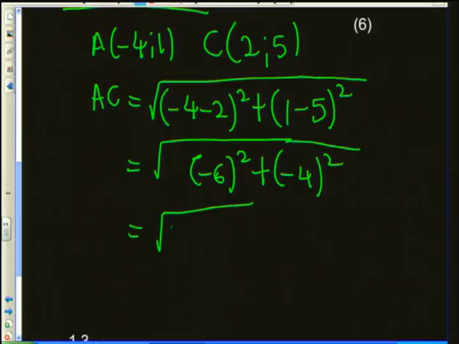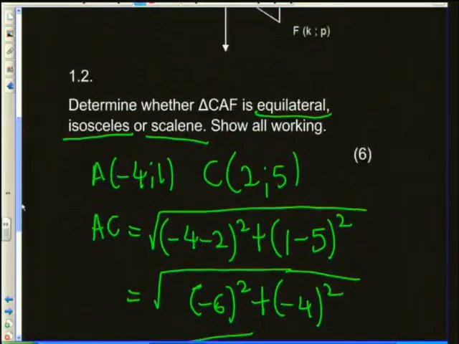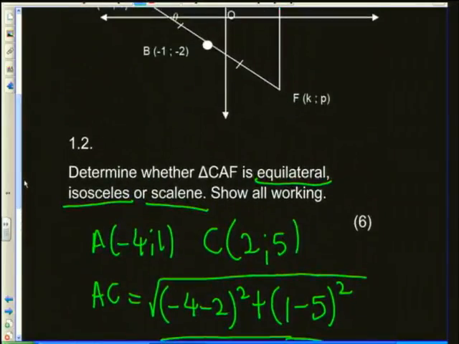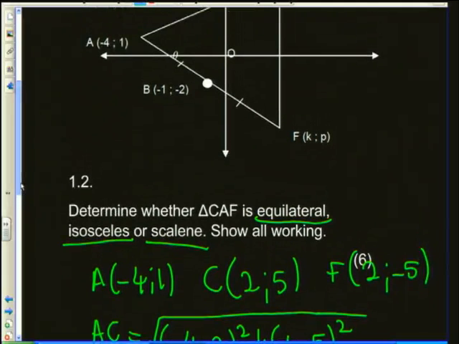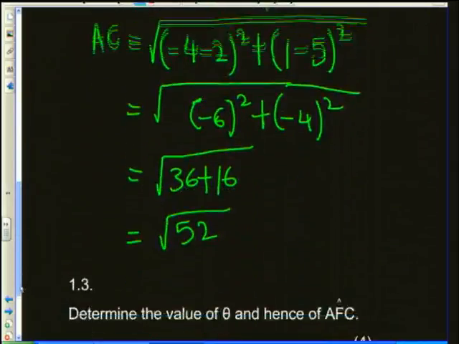Okay, so that's 36 plus 16, which is going to be the square root of 52. Okay, that's the length of AC. Let's look at another side. Okay, bear in mind that F, we said, is going to be 2, -5. Okay, so it means that, let's work out the length of AF now.